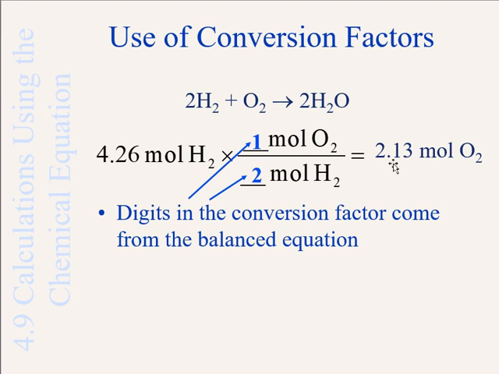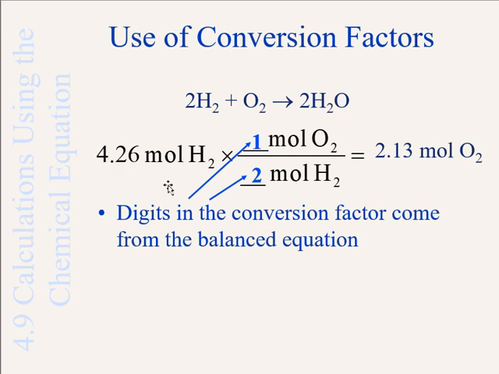What happens if you have less than 2.13 moles of O2? Perhaps you have an oxygen tank and a hydrogen gas tank. Your hydrogen gas tank contains 4.26 moles of H2, but your oxygen gas tank contains less than 2.13 moles of O2. When that happens, some of the H2 will be left over, because only when you have 2.13 moles of O2 can all the H2 react. If you have less than that, then some of this will be left over.